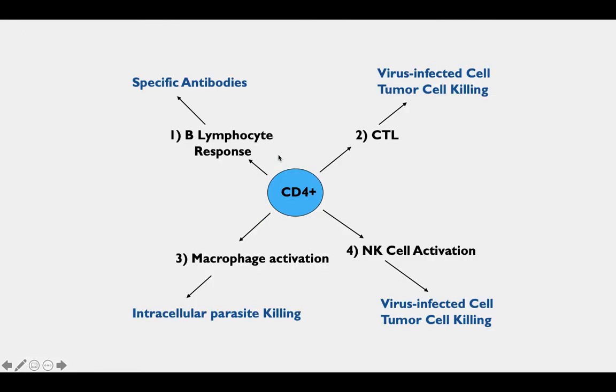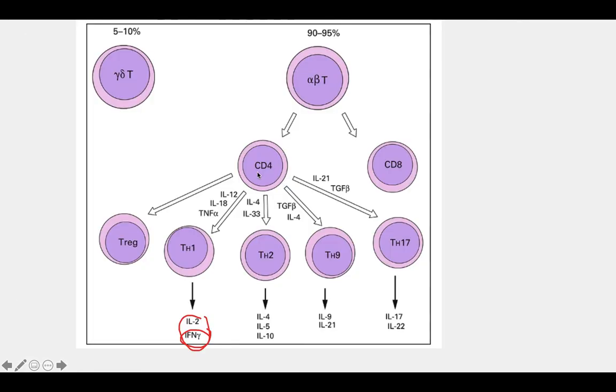So you can see this naive T cell, via these cytokines, will be forming TH1, and then this will be secreted. And this is all about it.